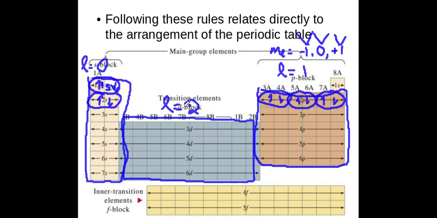We know that if L equals 2, then ML has 5 possible orientations, and each orientation can hold 2, so 5 times 2 is 10. So the transition elements block is 10 wide. See if you can figure out how wide the F block is.